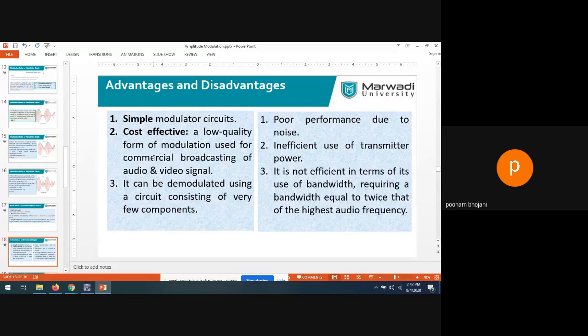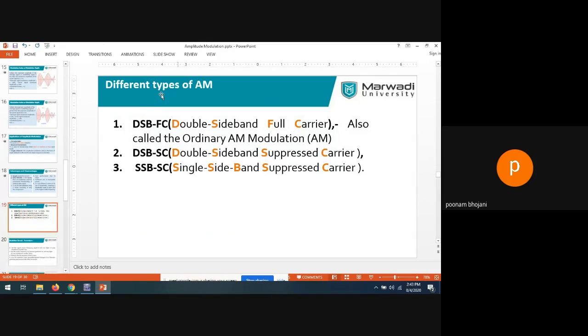Okay, so requiring a high bandwidth that is equal to twice that of the highest audio frequency. So these are some of the advantages and disadvantages of AM, and I already told you the forms of AM. Different forms of amplitude modulation are being used: DSB-FC, double sideband full carrier, double sideband suppressed carrier, and SSB-SC, single sideband suppressed carrier.